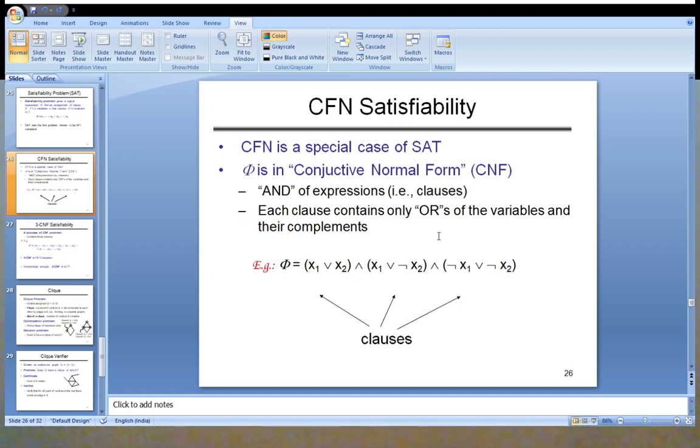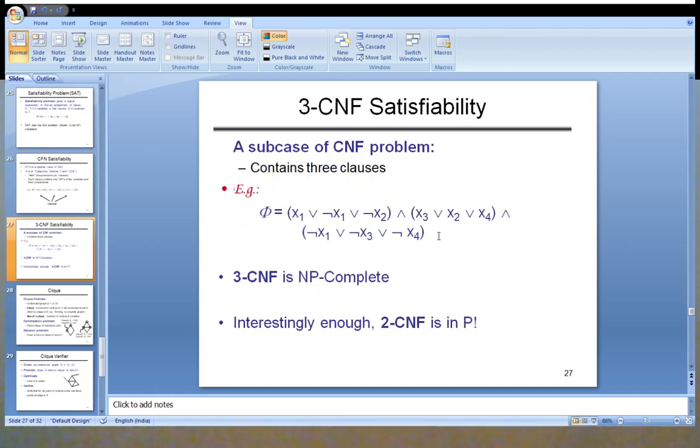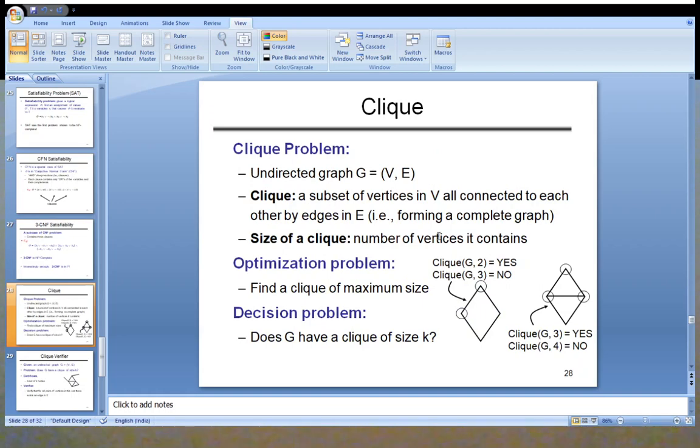Here in the function, each clause contains only the OR functions. While converting the function into the CNF form, the subcase of the CNF problem is like this. Here, each clause has only OR gates inside it. The 3-CNF is an NP-complete problem, but the 2-CNF problem is a polynomial problem.